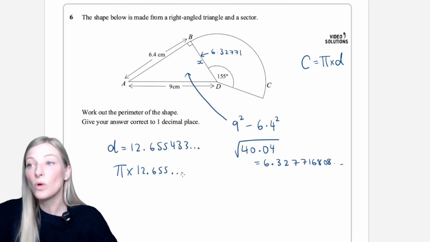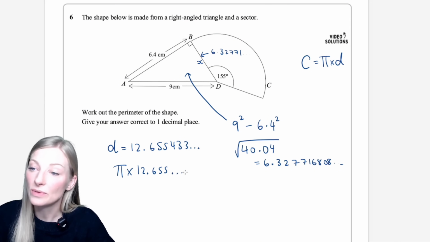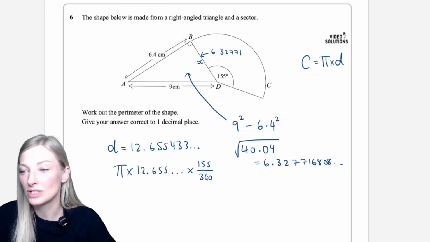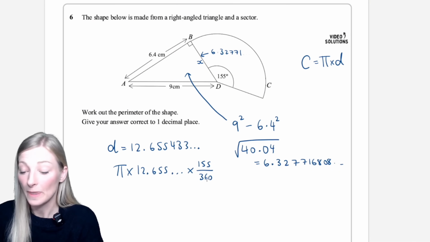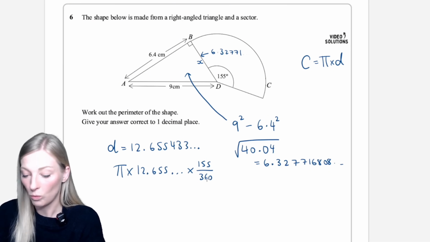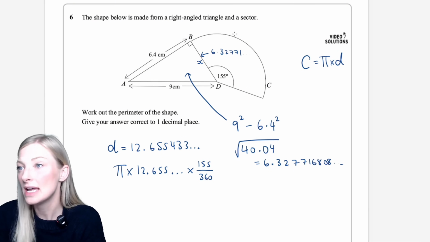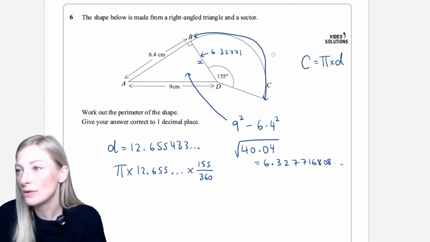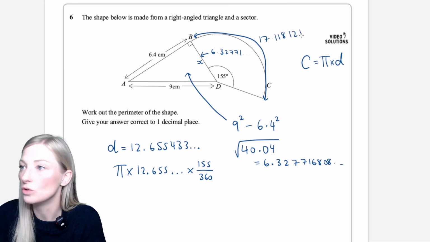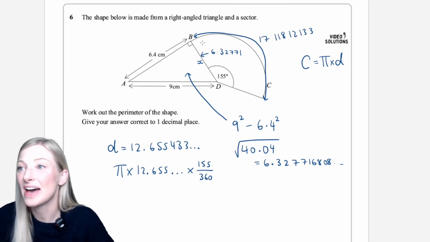Except I don't want the whole circumference. I only want 155 degrees out of 360. So I'm going to multiply by that. So the diameter multiplied by pi multiplied by 155 out of 360. That's what I'm typing in my calculator. And that gives me the arc length. So from B round to C is 17.11812133. And that then is that part.